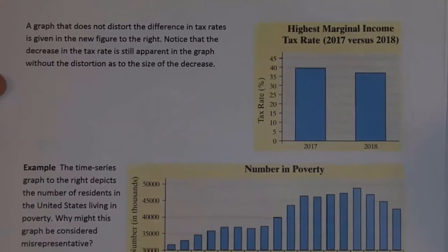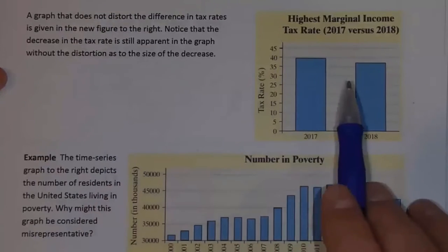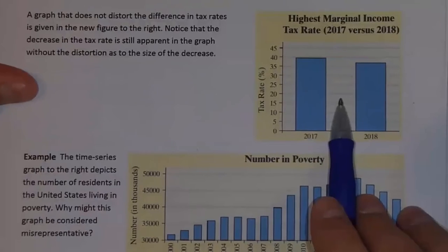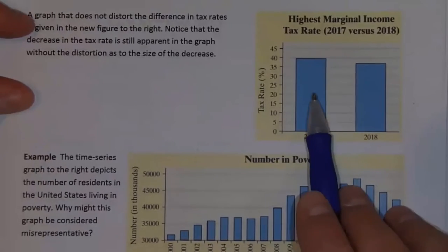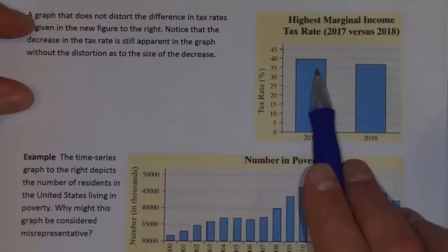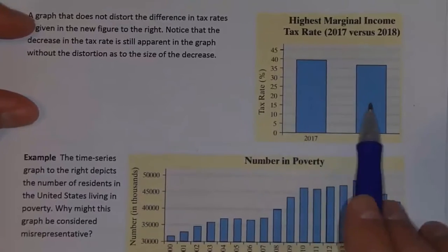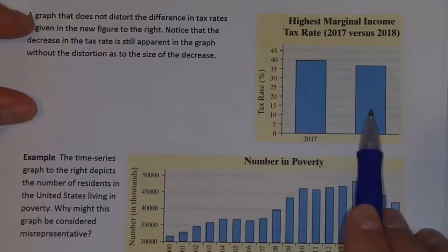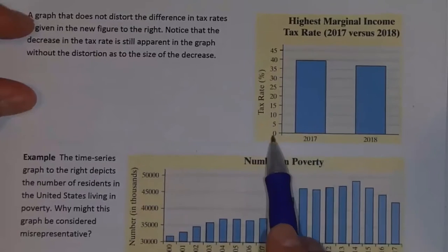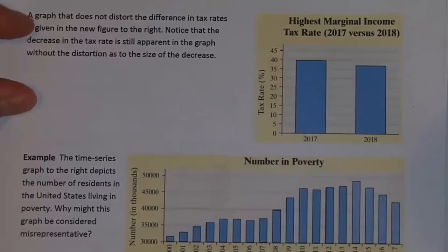A graph that does not distort the difference in the tax rates given in this figure, notice that the decrease in the tax rate is still apparent in the graph without the distortion about the size of the decrease. So again, you can see this bar for 2017, this for 2018. You can see there was a decrease, but the decrease doesn't look near as extreme. And this is a more accurate graph of what really happened. And we're starting at 0 instead of at 36. So the relative comparison is a fairer comparison.